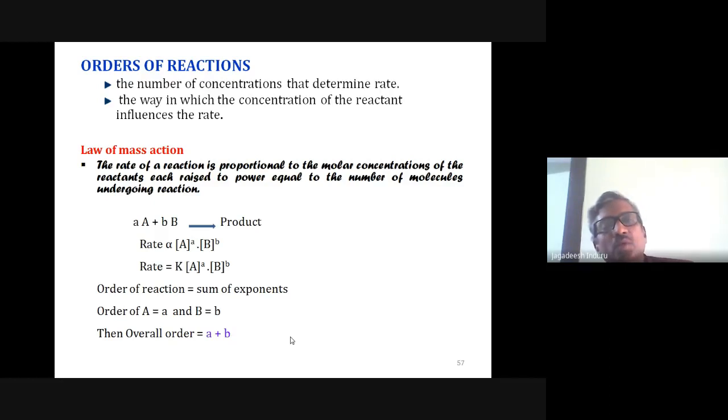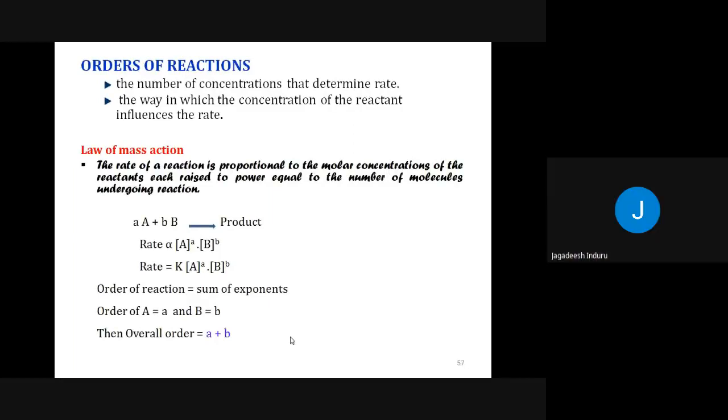aA plus bB, there are two reactants, A and B, and it is going to form a product. The concentrations of A and B, the capital letters, are given within square brackets, and that is the concentration. How many molecules are involved is given by the small a and b, whether it is 2 molecules or 3 molecules. In the law of mass action, which you generally study in intermediate stoichiometry or equilibrium, you are equalizing the LHS and RHS, your reactants and the products.